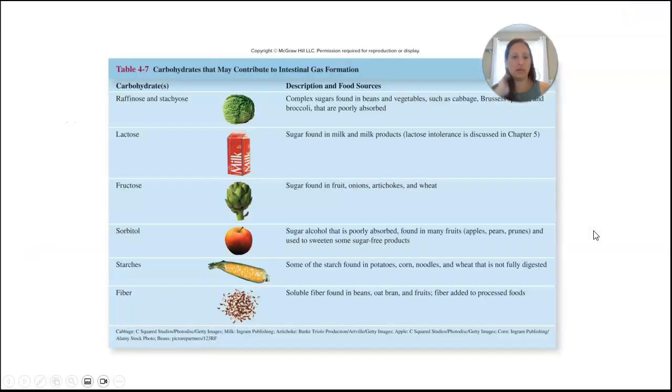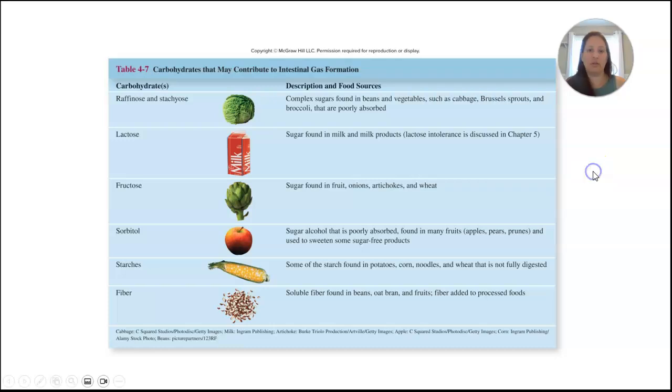Okay. And here's a list of carbohydrates that can contribute to gas formation. Okay, so raffinose, lactose, fructose, sorbitol, starches, fiber. These can all get digested by bacteria in our large intestine and can lead to gas production.